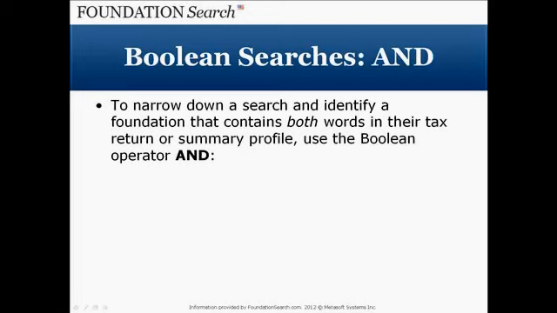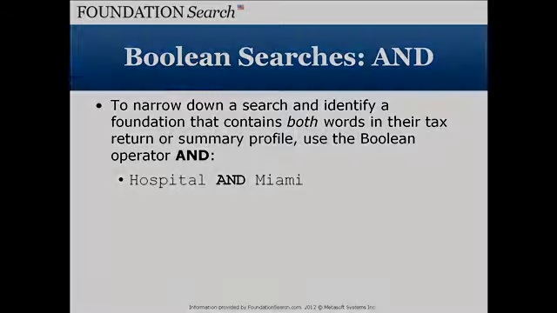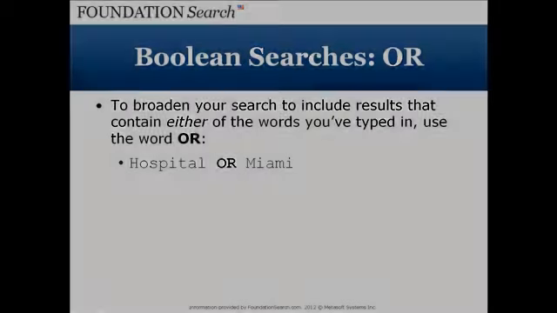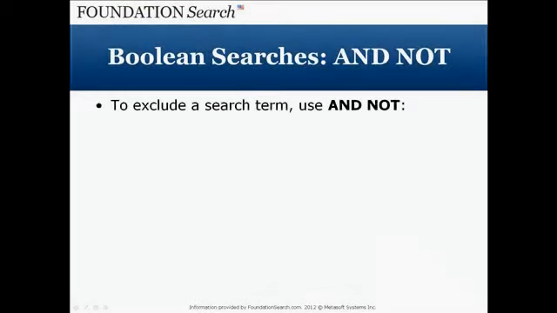To narrow down a search and identify a foundation that contains both words in their tax return or summary profile, use a Boolean operator and. Hospital and Miami. To broaden your search to include results that contain either of the words you've typed in, use the word or. Hospital or Miami. To exclude a search term, use and not. Hospital and not animal.